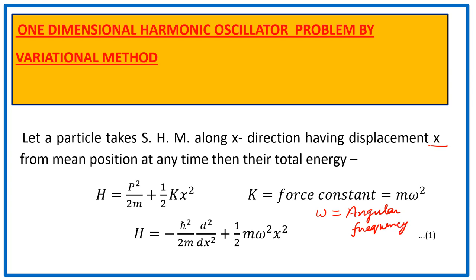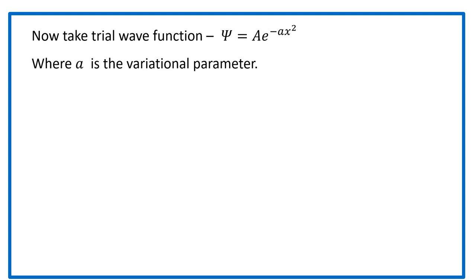Now using the momentum operator, p = (h cut / i) d/dx, the value of H is minus h cut squared by 2m d^2/dx^2 plus 1/2 m omega^2 x^2. Now take the trial wave function psi = A e^(-a x^2), where A is the normalizing constant and small a is the variational parameter.